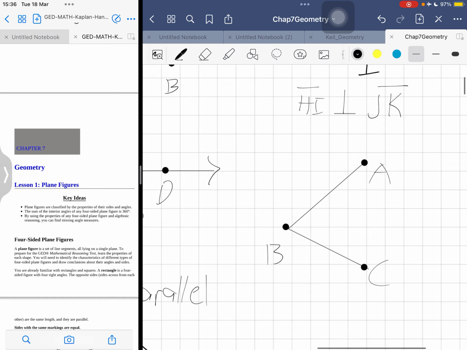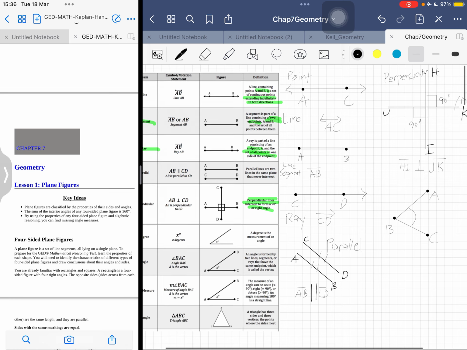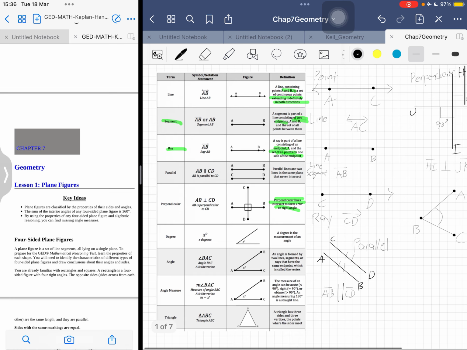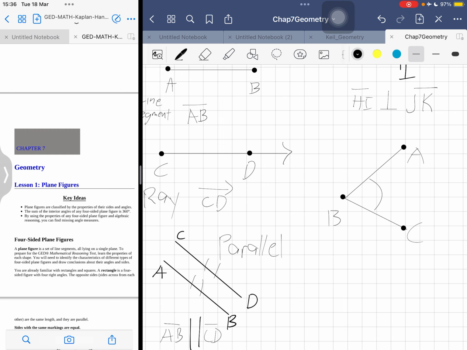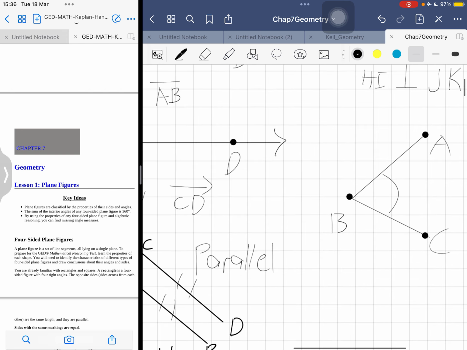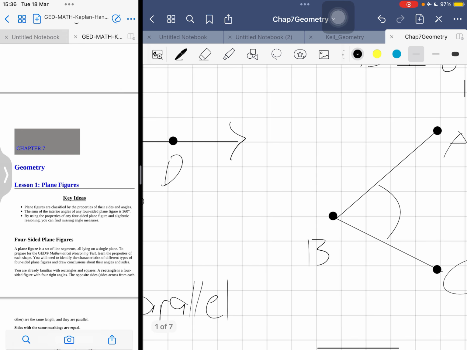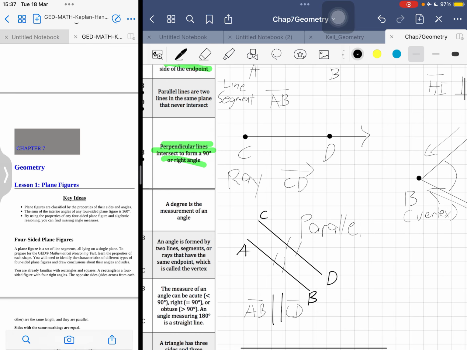You see that there's an angle forming here. An angle is formed by two lines, segments, or rays that have the same endpoint. Here the same endpoint is B, between point A and point C, which is called the vertex. Point B is the vertex, because point A extends to point B, and point C extends to point B.